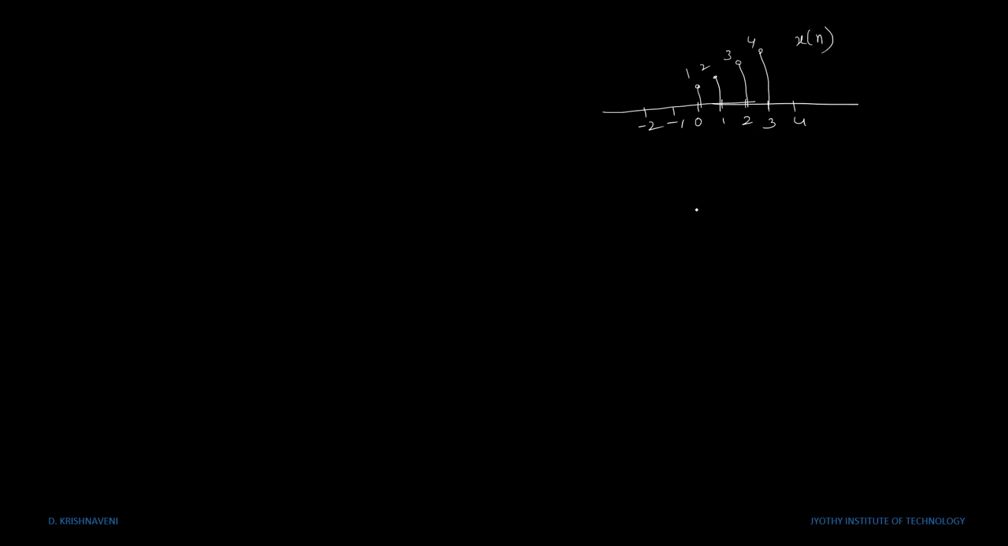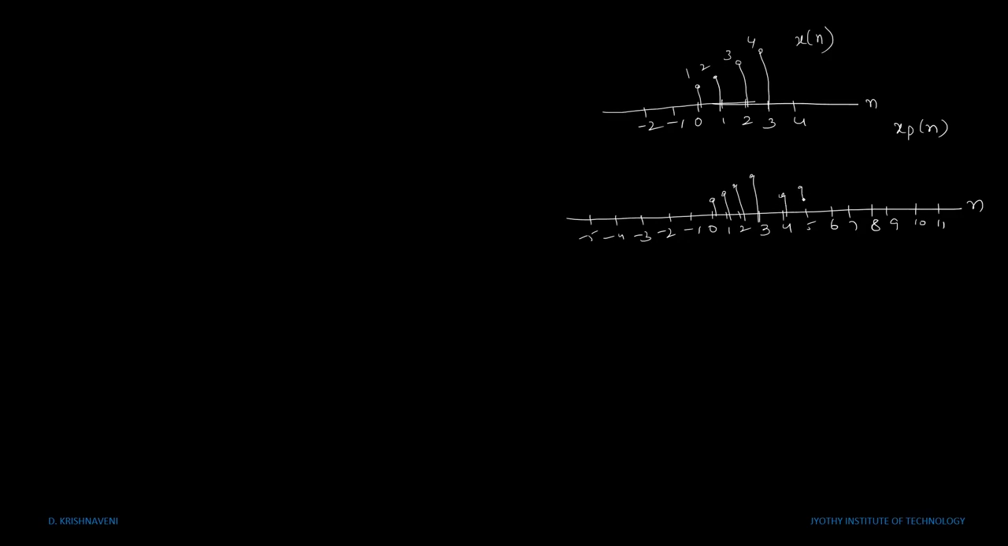Now we get xp of n. What is xp of n? xp of n is the periodic repetition of x of n. Periodic repetition of x of n means x of n has got 4 samples, so every 4 samples x of n is being repeated. So here we have our original signal x of n. It is again repeated. The samples are repeated. This goes on.